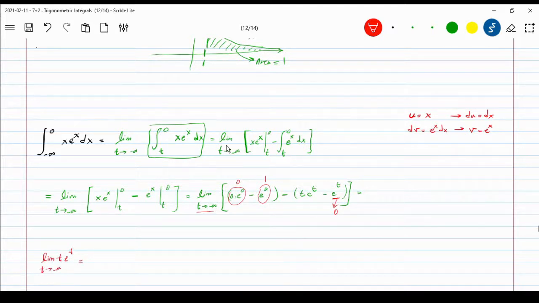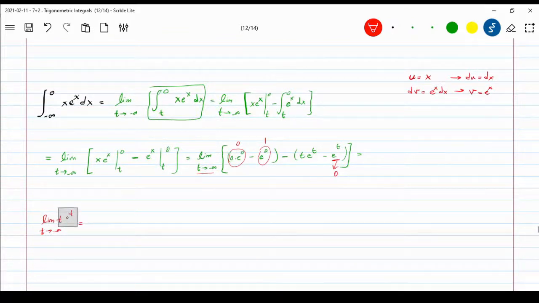If you don't remember, make sure that you look over the L'Hopital rule, because if I replace negative infinity, what I get is negative infinity times e to the negative infinity, which is basically negative infinity times 0. And we would say this is one of those cases that requires using L'Hopital rule. So instead of doing this, let's rewrite it in terms of limit t divided by e to the power negative t, and t approaching negative infinity.